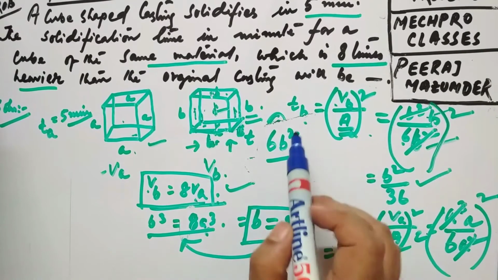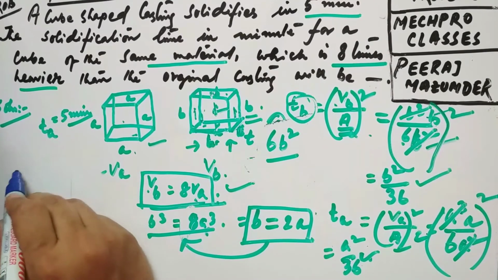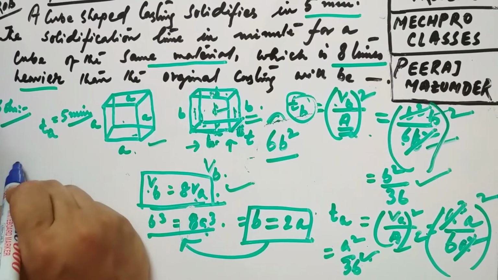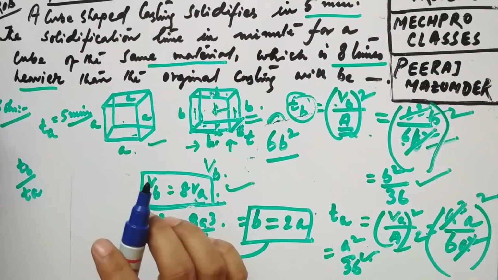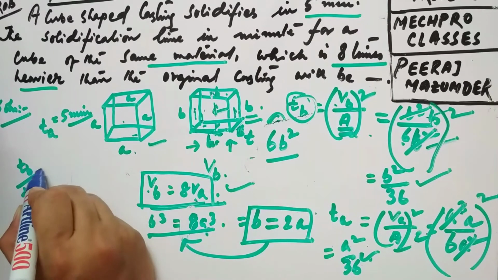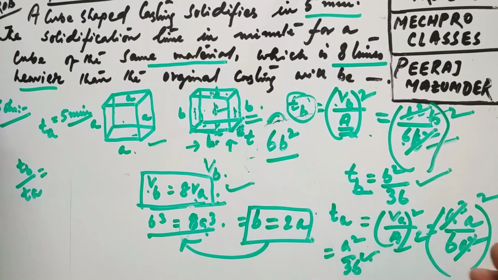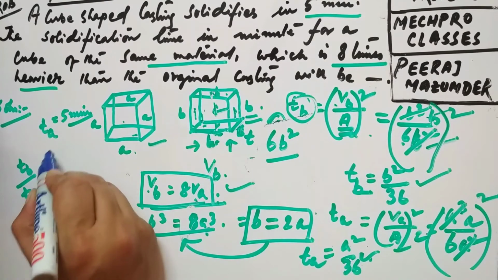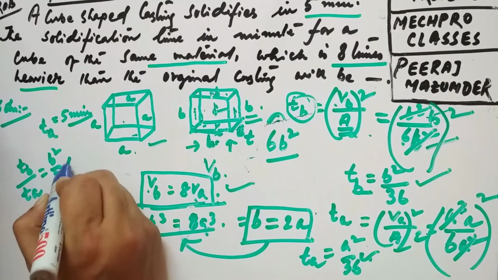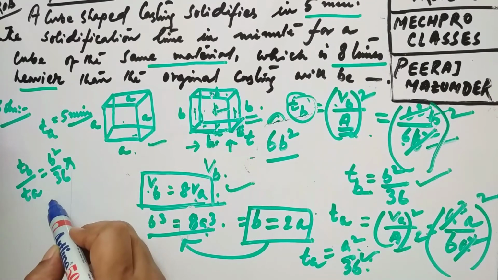Now we have to find TB. So let us write over here TB by TA. I can write the ratio. Okay, now look, TB by TA. TB is this one, and this one is TA. So TB is B square by 36. So B square by 36 into, look, A square by 36, it is in the lower portion.